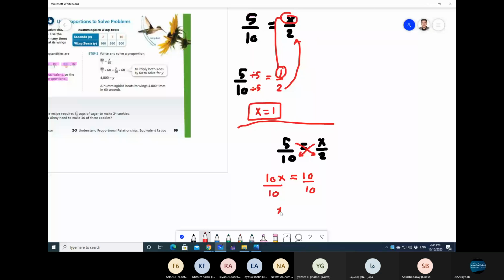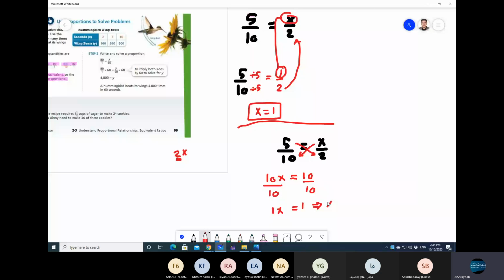So here you can divide this by 10 to isolate x. What do you mean by isolating? When we have 10x here, this 10 is called the coefficient. To isolate x means to make the coefficient equal to 1. How to make the coefficient equal to 1? 10 divided by 10 gives you 1. It's 1x equals 1, which is equivalent to x equals 1.